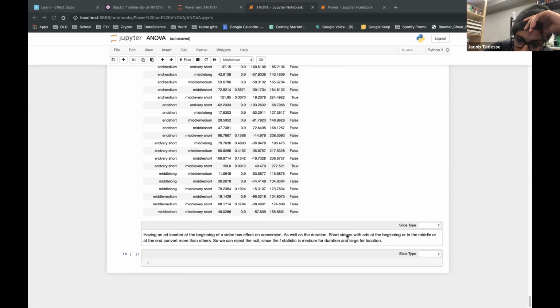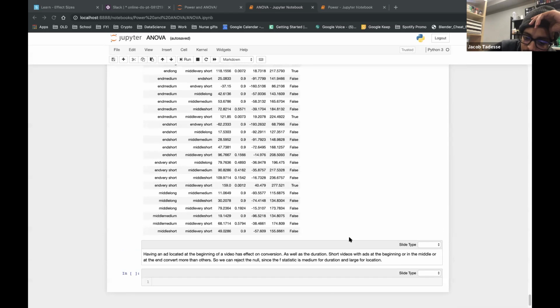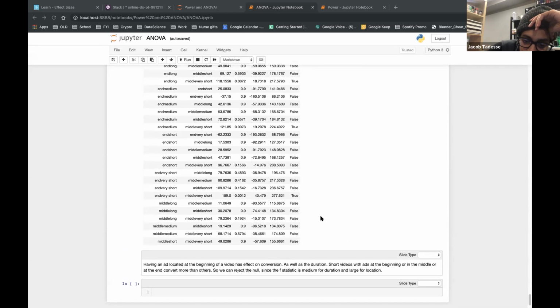And for duration, if you had short videos, ads at the beginning, middle, or end would have higher conversion, depending on how short your video was. So we can reject the null since the F statistic is medium for duration and large for the location of the ad.